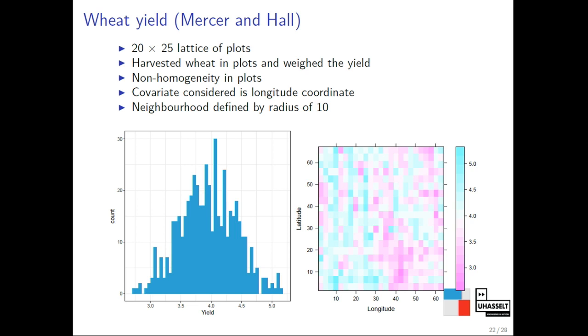So, some real data. This is wheat yield data. You have a 20 by 25 lattice of plots, and the response was wheat yield, which is Gaussian. So you can see how some regions in this area tend to have lower values. In here you have high values, so we expect some correlation there.